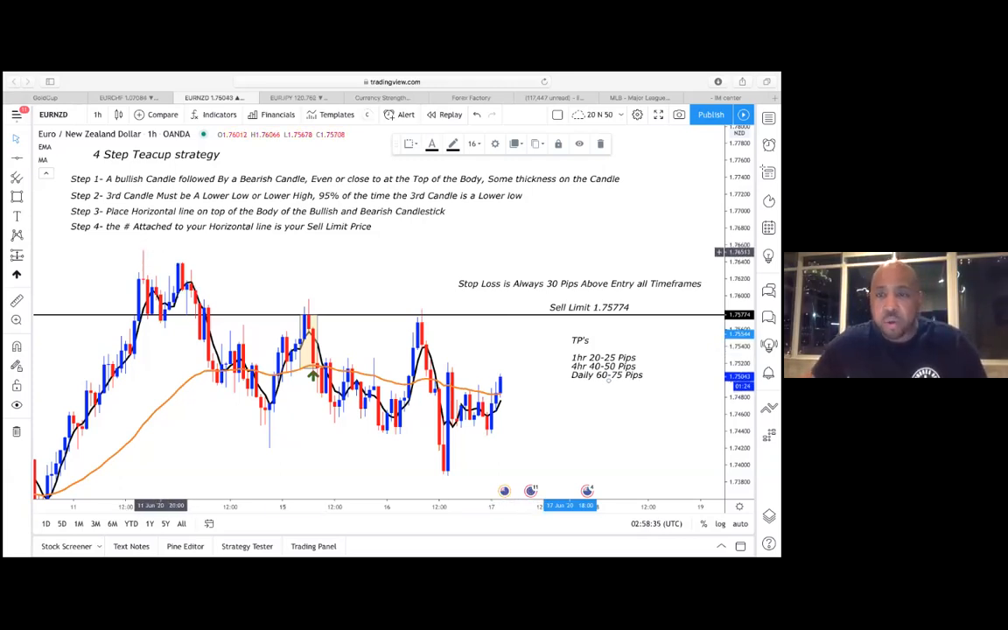So now, we got the teacup, right? We see the teacup. Bullish, bearish, third candle, lower low. We take our horizontal line, place it on top of the body of the bullish and bearish candle. There's a number attached to that horizontal line. That's our entry price. And then we're going to see the market make the teacup. I'm going to show you how the market makes the teacup. Look.